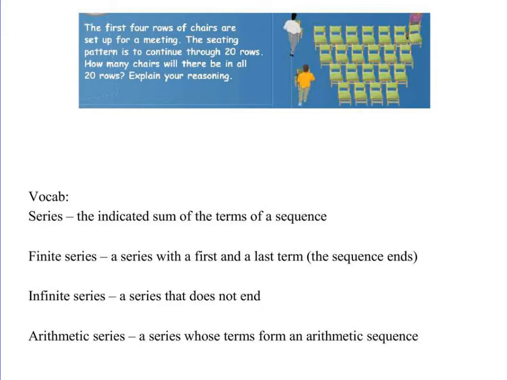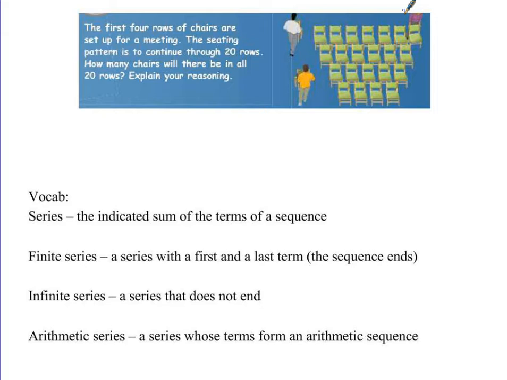It says the first 4 rows of chairs are set up for a meeting, and they're showing you what those first 4 rows of chairs look like. This person right here in the purple has a serious problem with crooked chairs, so she's going around and fixing them. The seating pattern is to continue through 20 rows. So how many chairs will there be in all 20 rows? Which we do: add up all the seats in all the rows.